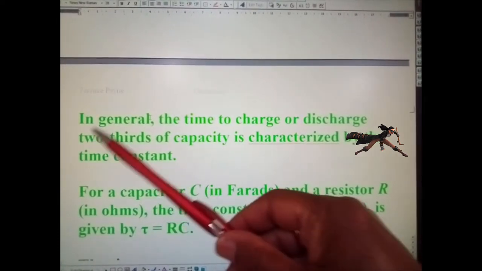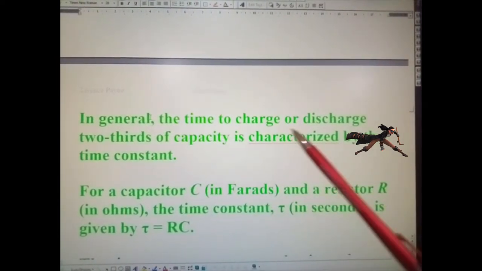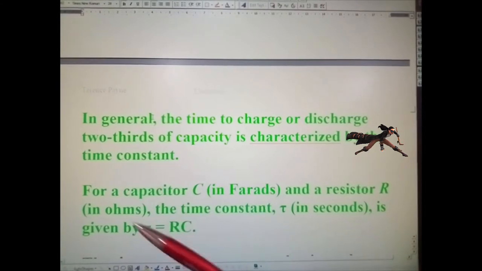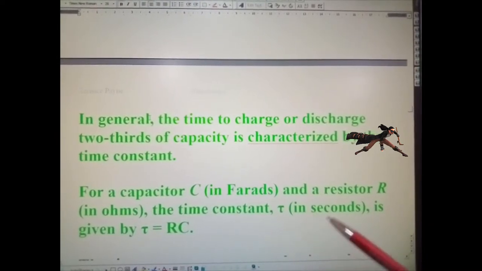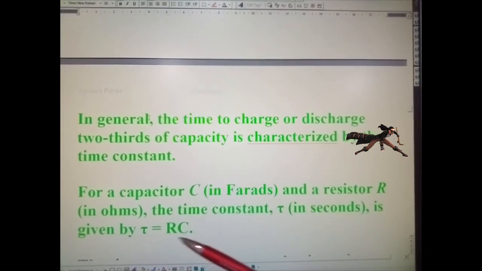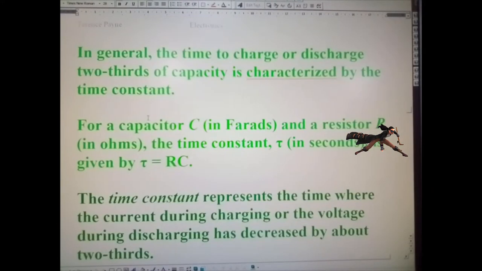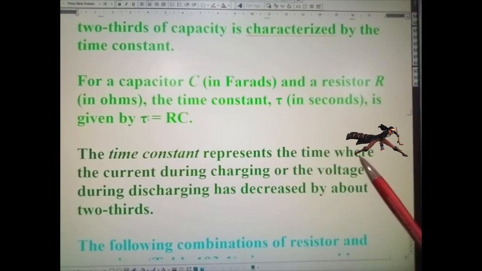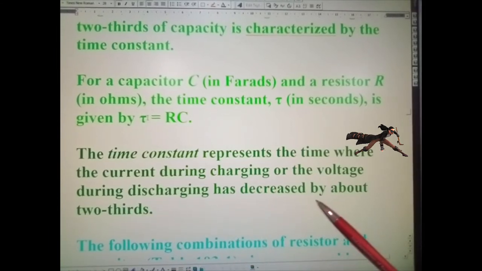Now, in general, the time to charge or discharge two thirds of a capacitor of capacity is characterized by the time constant. For capacitor C in farads and a resistor R in ohms, the time constant T, or tau, in seconds is given by T equals R times C. Now, the time constant represents the time where the current during charging or the voltage during discharging has decreased by about two thirds.